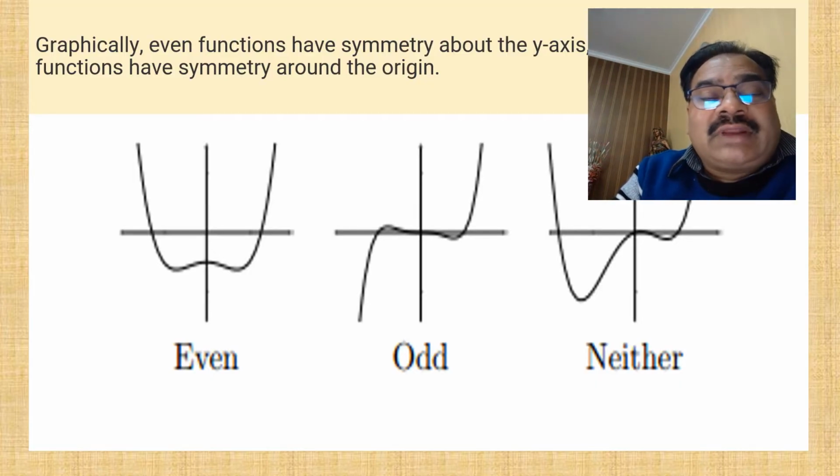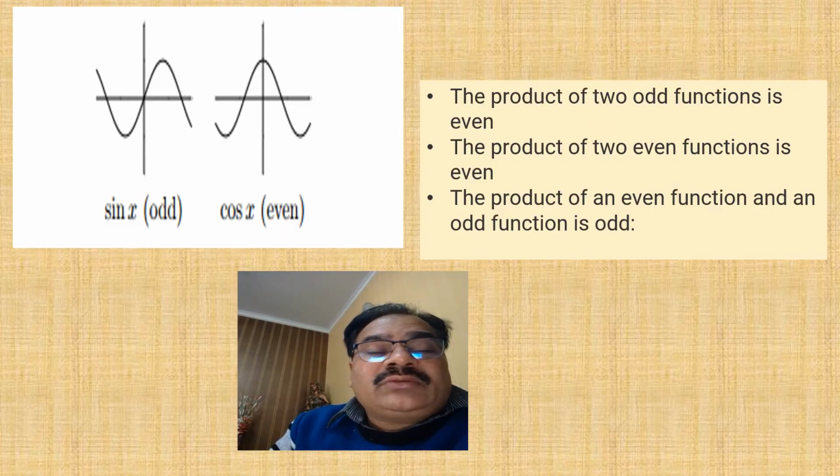If you look at the graph carefully, the graph looks like this. As we discussed, even functions are symmetric about the y-axis, it is very clear here, and odd functions have symmetry about the origin, it is also very clear here, and this is neither an even nor an odd function. So sin x is an odd function, cos x is an even function. You can see the complete picture of sin x and cos x.